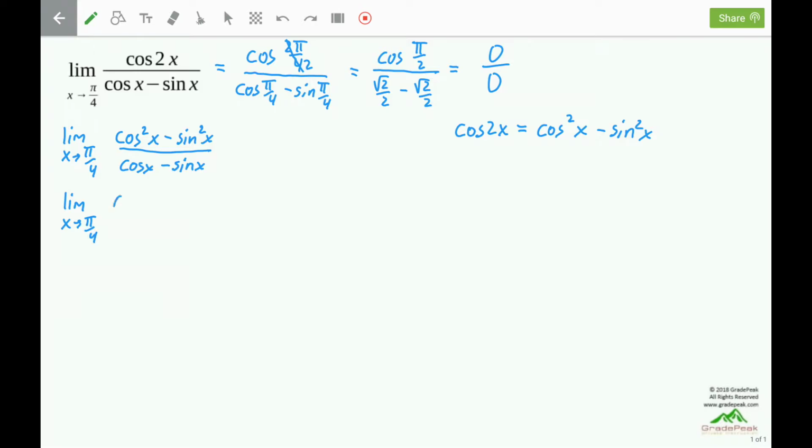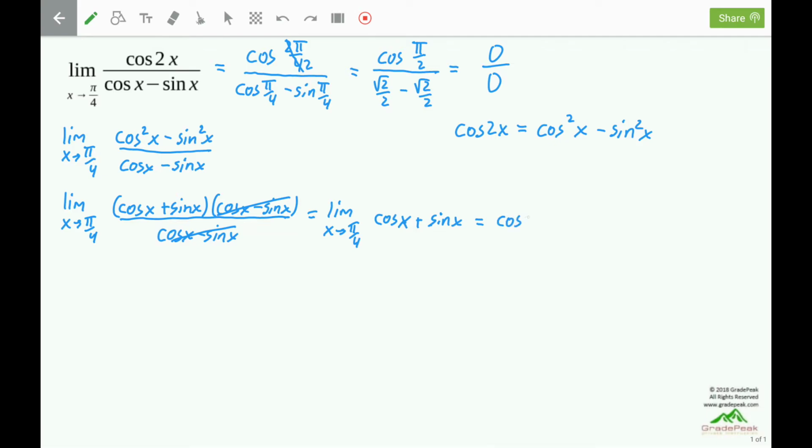In the numerator is a difference of squares. It will factor into cosine x plus sine x times cosine x minus sine x. And in the denominator we will have cosine x minus sine x. And we can see the factor that's making 0 as x goes to pi over 4 is the cosine x minus sine x in the numerator and denominator. Now that we've canceled those out, we should no longer have 0 over 0. And therefore we should be able to plug pi over 4 in for the remaining x's.